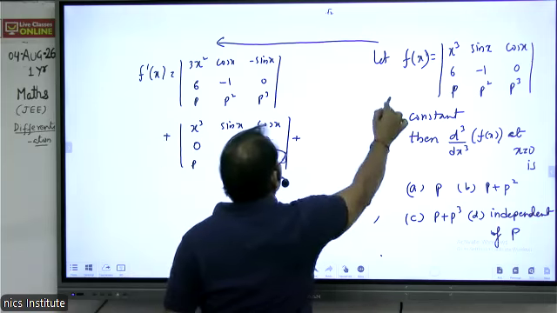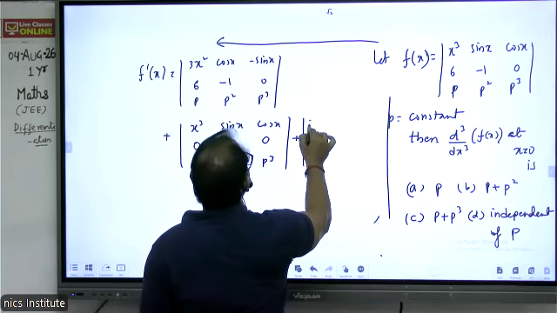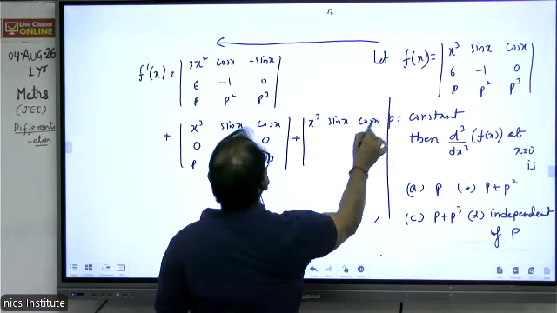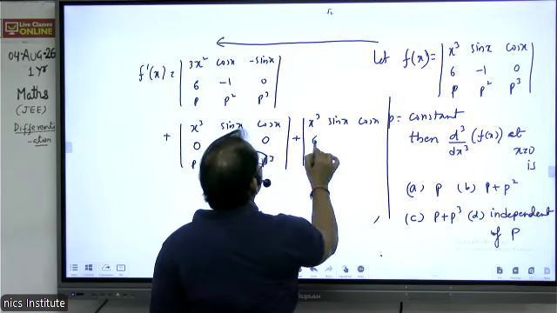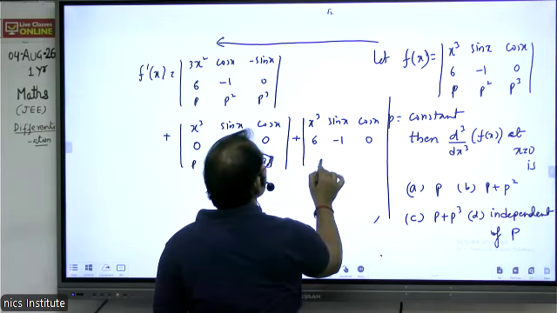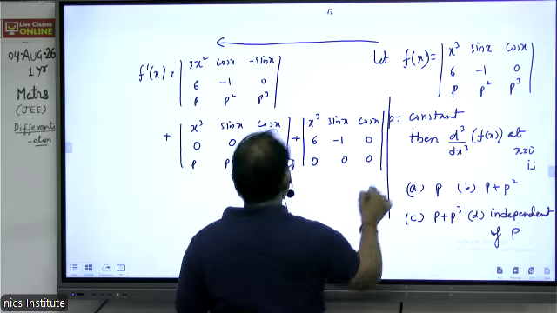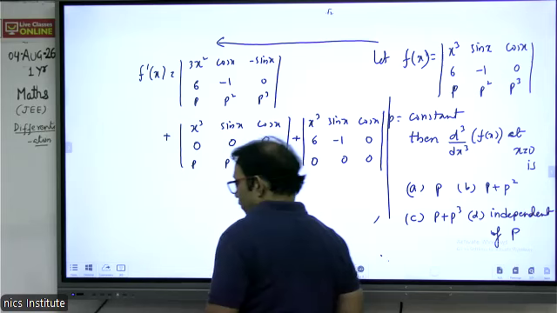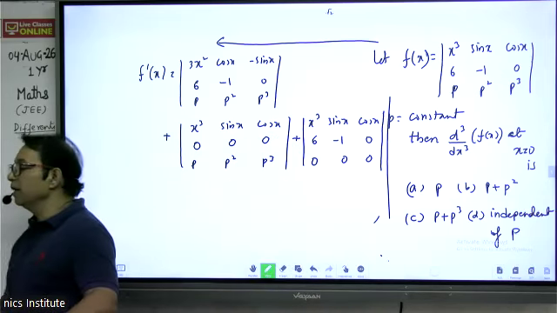Then differentiate the third row, and the first two rows will remain the same only. P is a constant, so the derivative of this is also 0, 0, 0. ये समझ में आ गया?